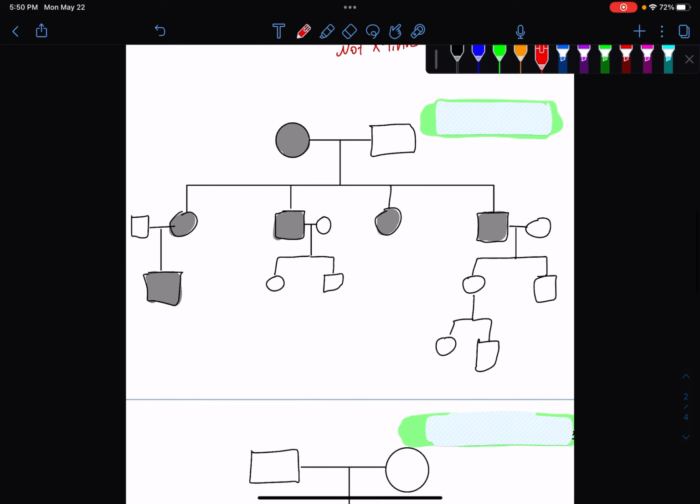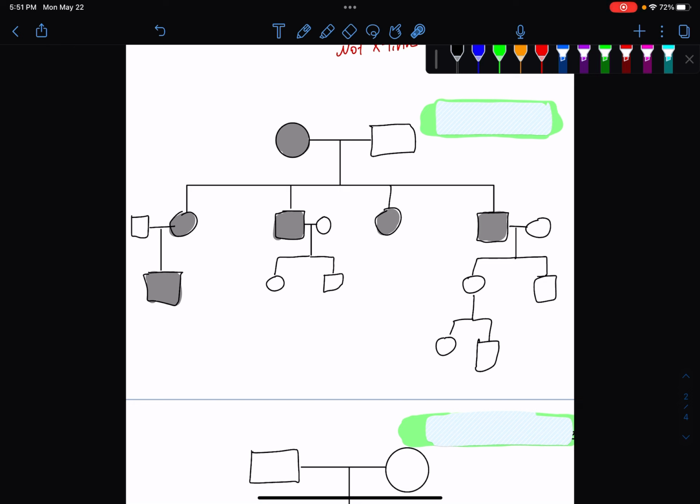Okay, moving on. This one. For this one, again, let's check if it's mitochondrial. Well, we have an affected grandmother. Okay, we'll work with that. That means her entire next generation should be affected. Let's check. Okay, well, that's affected. Good. This one's affected. This one's affected. And that one's affected, right? Okay, that generation checks out.